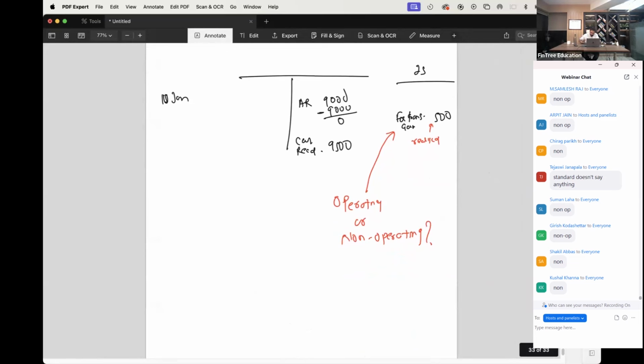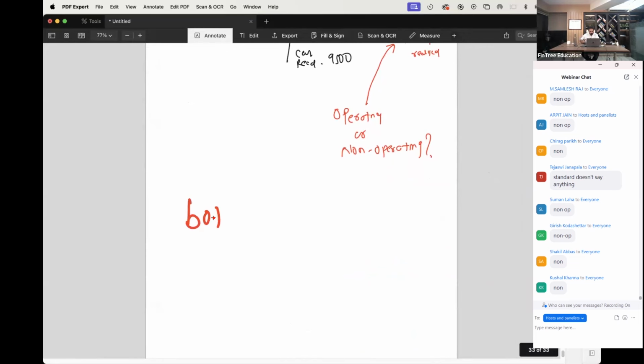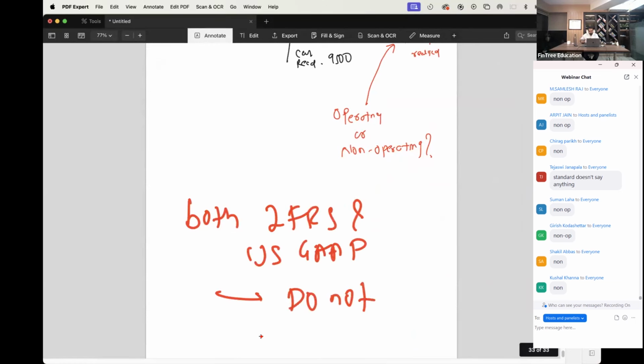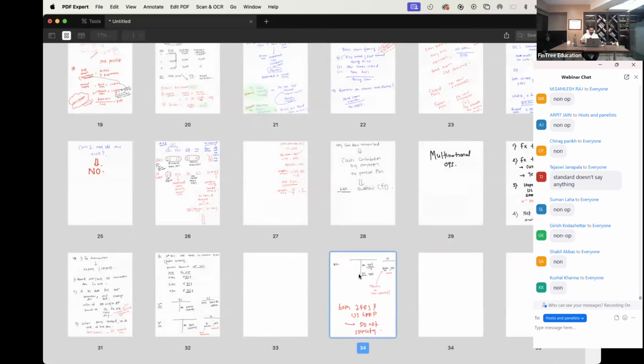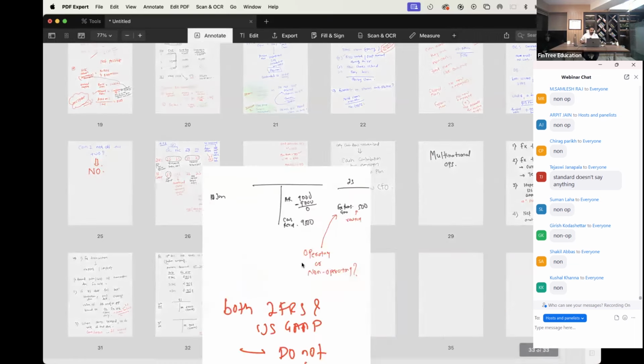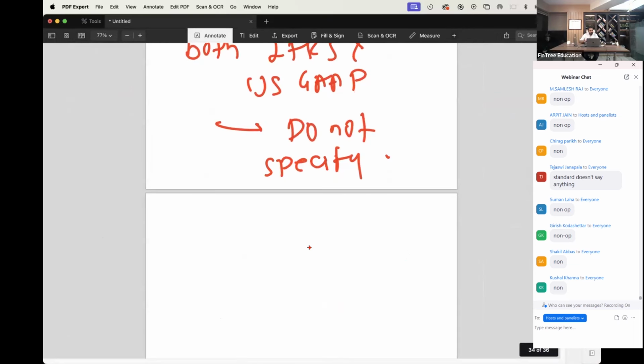This is a matter of controversy in the accounting world. Both IFRS and US GAAP do not specify whether it should be operating or non-operating. Now, why does this matter to you? If they don't specify, good, one less thing to remember.